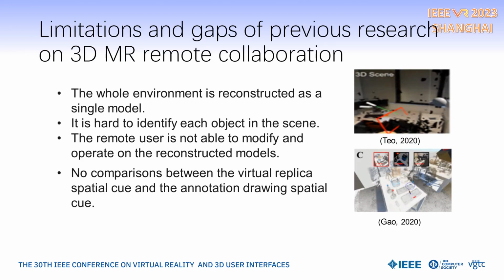Driven by this motivation, we reviewed the prior research on 3D mixed reality remote collaboration and found some gaps. The first gap is that most prior research reconstructed the whole environment of the task space as a single mesh model. With this approach, it is hard for the remote expert to identify each object in the scene of the virtual environment. And it is also difficult for the remote expert to modify and operate the reconstructed object in a single mesh model. Besides that, we also found no previous research did comparisons between virtual replica manipulation spatial communication cues and 3D annotation joint spatial cues.